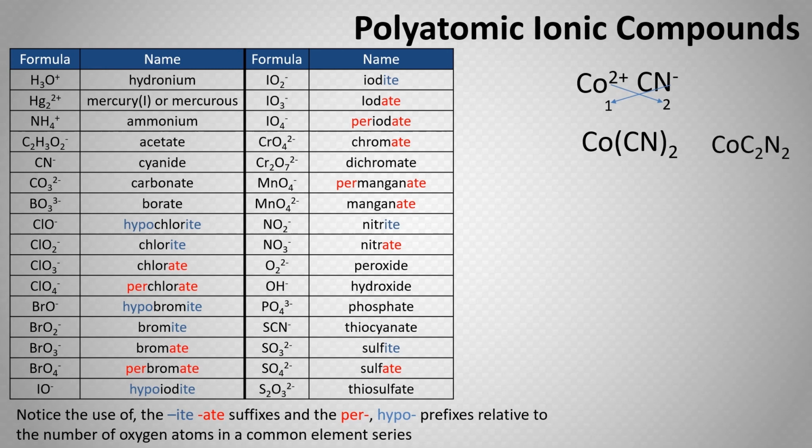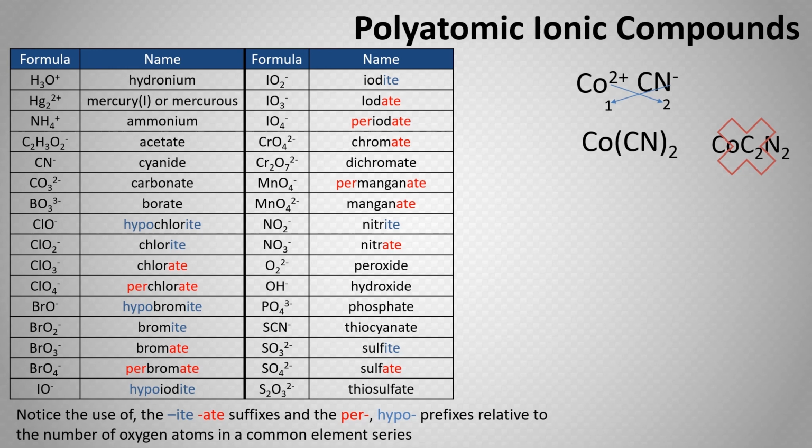CoC2N2 may be correct as far as the ratio of the atoms to each other in the compound, and will give us an identical molecular mass as the other molecular formula, but hides the fact that a Co cation is surrounded by 2 cyanide anions. In short, remember to put the parentheses around the polyatomic ions when there is more than one, so the actual structure of the ionic compound is unambiguous.